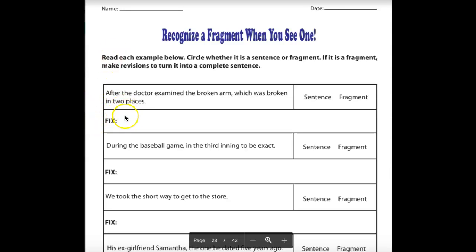So let's take a look at this. After the doctor examined the broken arm, which was broken in 2 places. Okay, now even though that is long, it is a fragment. Let me explain to you why. Okay, so even though that's a very long sentence, looks like it's going to be a real sentence, it isn't.